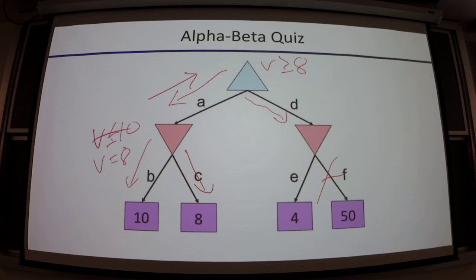What's this? We don't know. We look left, say B is less than or equal to 4, and at this point, we can stop because anything's going to be worse than the 8 you can go in the other direction, right? And so we can prune it. Exactly.